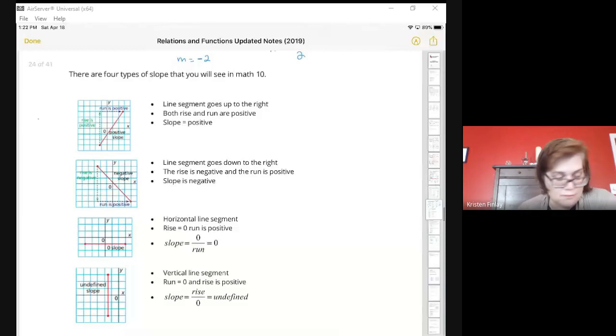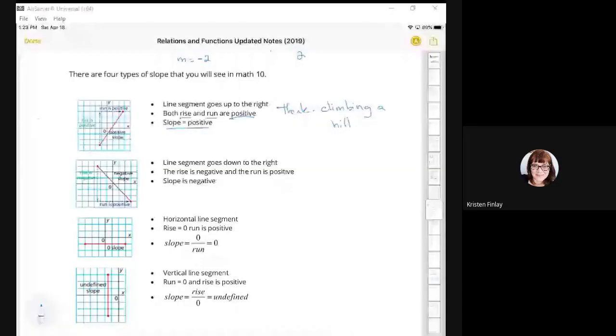Now, there are 4 types of slope that you're going to see in Math 10. So the first one here, we have the line segment going up to the right. So from left to right, it's going up. Both rise and run are positive, so we get a positive slope. So think about this like you're climbing a hill. That would be a positive slope. So the run is positive and the rise is positive.